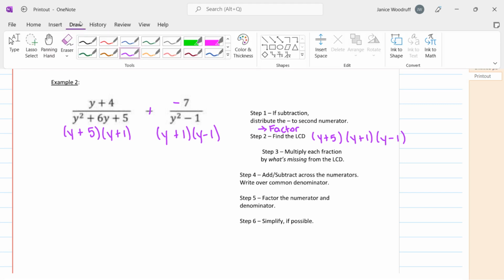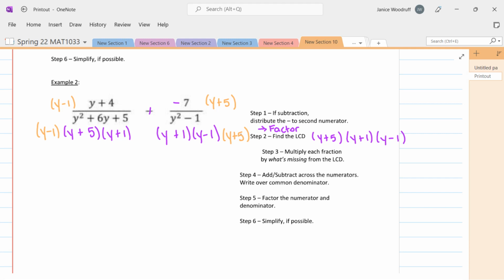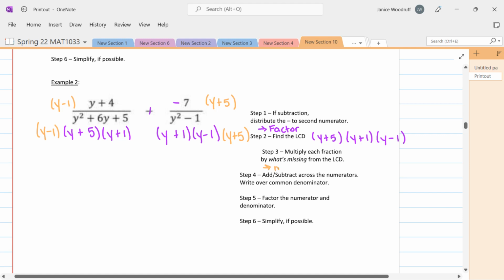All right, step 3. We're going to multiply the top and the bottom by what's missing from the LCD. So the first fraction, missing a y minus 1. So we have to multiply both the top and the bottom by y minus 1. Second fraction is missing a y plus 5. So top and the bottom gets a y plus 5. Now on the bottom, you do not have to multiply that out. Okay, you'll leave that in factored form. But on the top, you do have to multiply that out. Okay, so you're going to multiply out on the top.